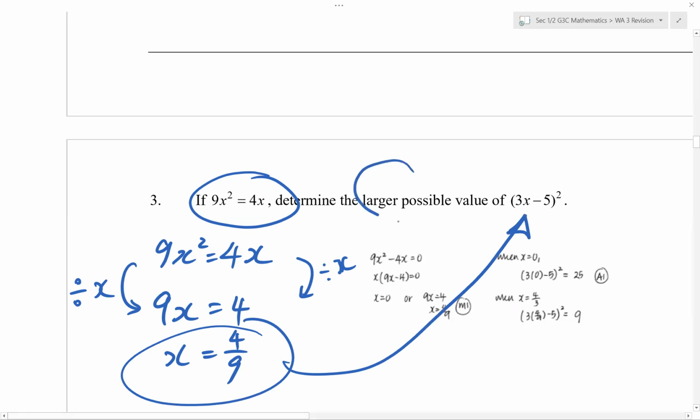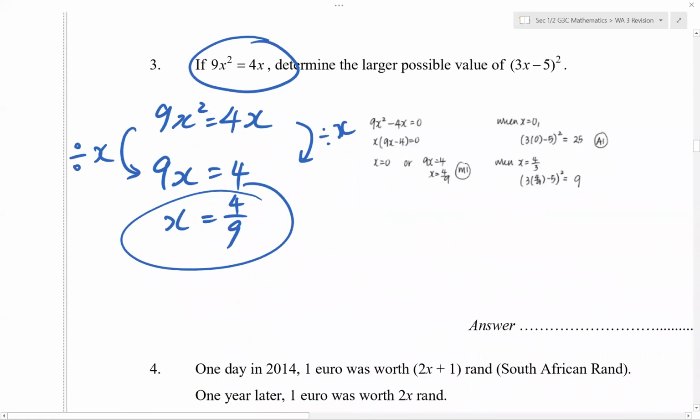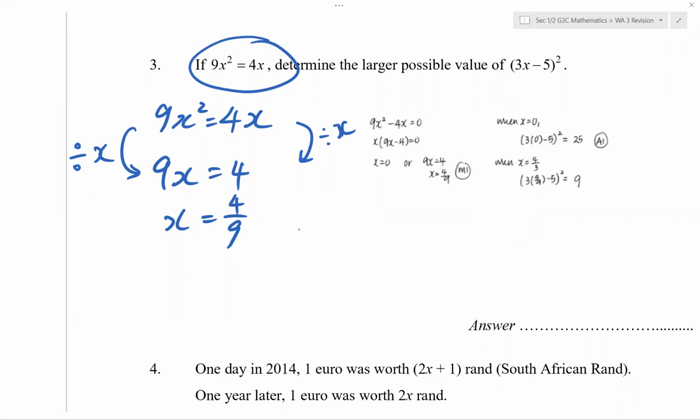But they really give you a clue, the larger possible value, implying that actually there's going to be more than one answer. They want a larger one. So what is wrong with us factorizing, dividing both sides by x to obtain x equals 4 over 9? What is wrong with that? In the first place, when we do division, we can divide by any number we like, except one particular number. What can't we divide by? We cannot divide by 0, isn't it? You can divide by anything you like, but you cannot divide by 0.